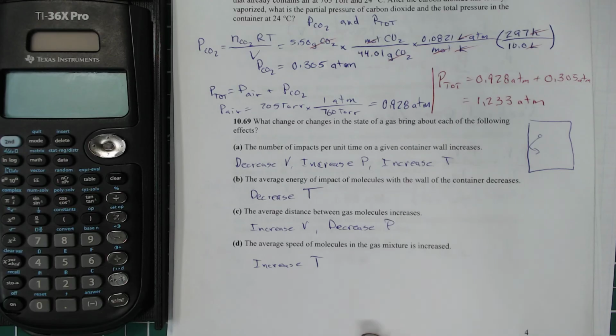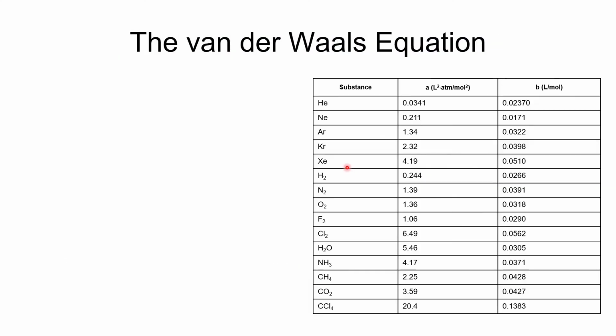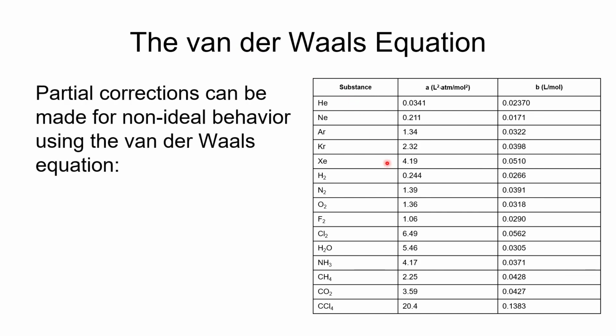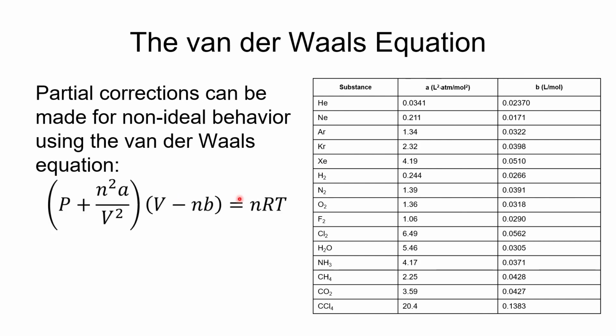Okay, well, let's go back. I've got one more page that I want to show you. To deal with real gases, we use something called the van der Waals equation. Now, you're not going to have to do calculations with the van der Waals equation in this class, but it is a way to make corrections for non-ideal behavior in real gases. You remember the ideal gas law is PV equals nRT.